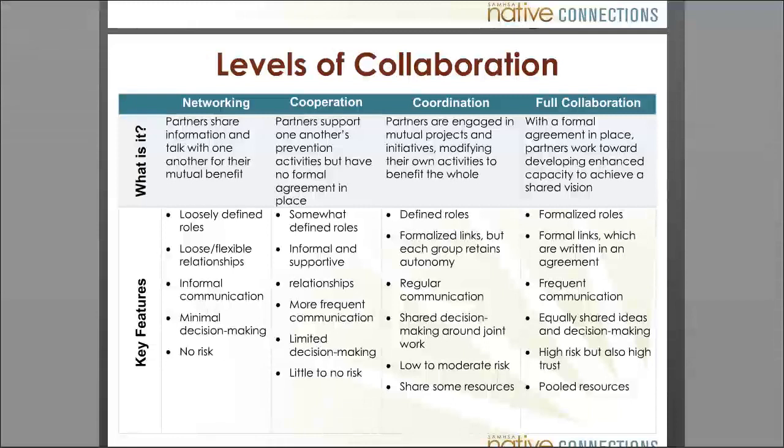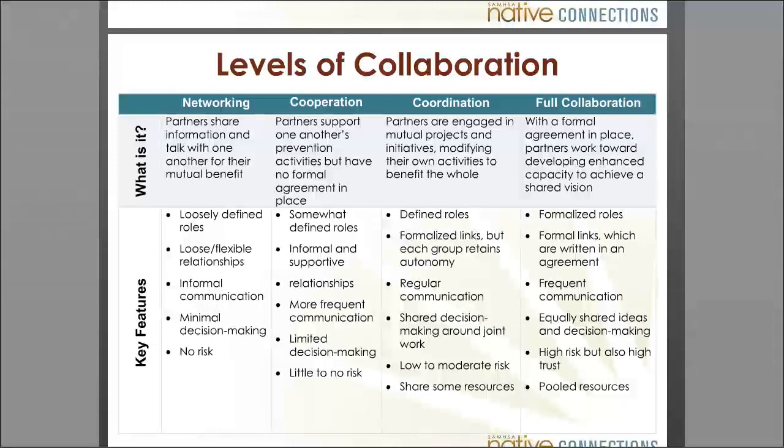Okay. Now, collaboration is key to your success. We've developed a logic model sample to detail each level of networking, cooperation, coordination, and full collaboration. One of the things about Native Connections is that we really do want you to work on increasing your levels of collaboration with your stakeholders, with your community partners. And so on this sample here, we've just listed a brief description of what each one of these are and what the key features are at each one.